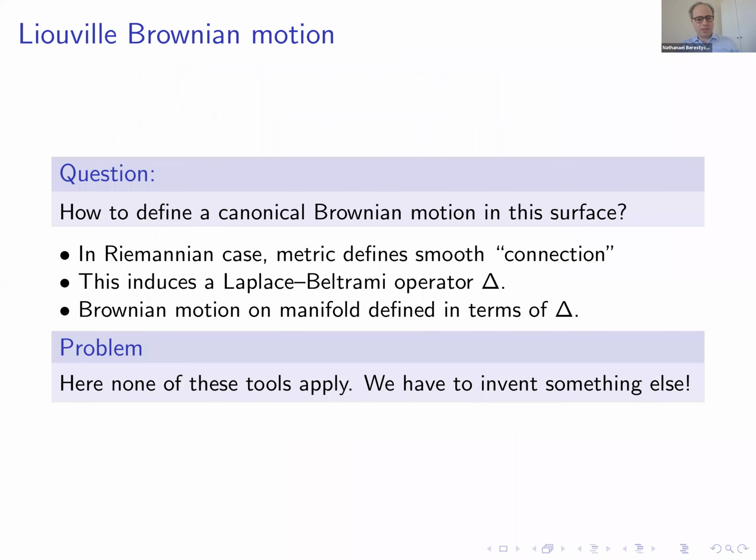Okay, and now I want to tell you about Liouville Brownian motion, which is in some sense the main topic for this talk. And the question is, how would you define a canonical notion of Brownian motion in this random geometry? Now, if you're doing Riemannian geometry, then there is a standard recipe for producing a Brownian motion on the surface or on the manifold.